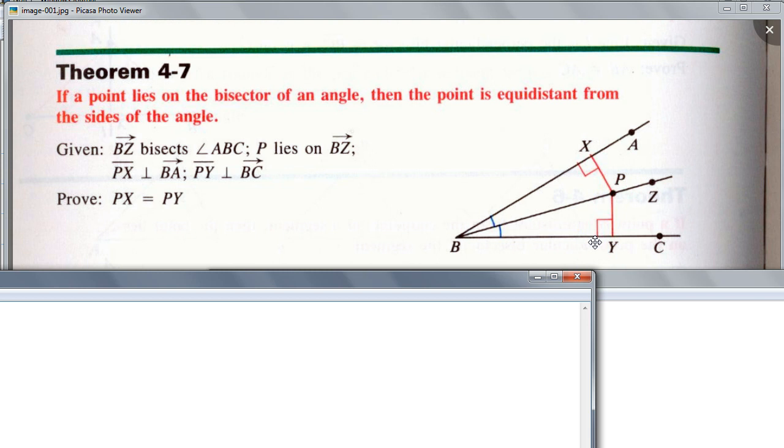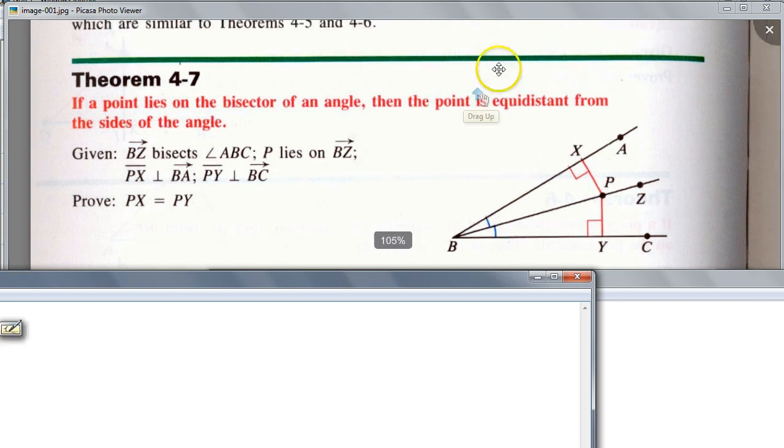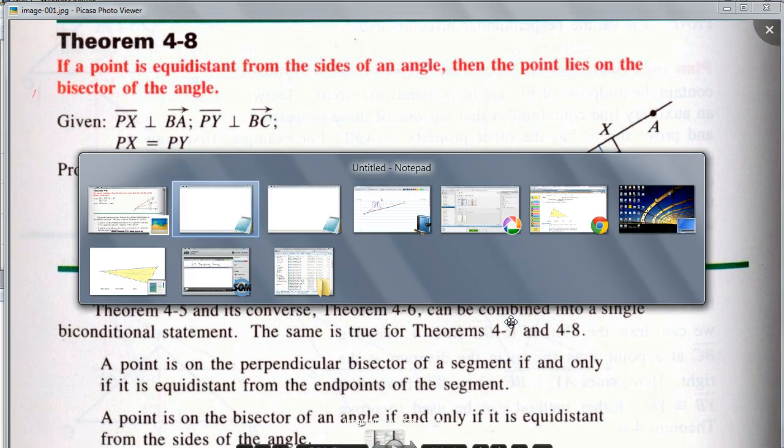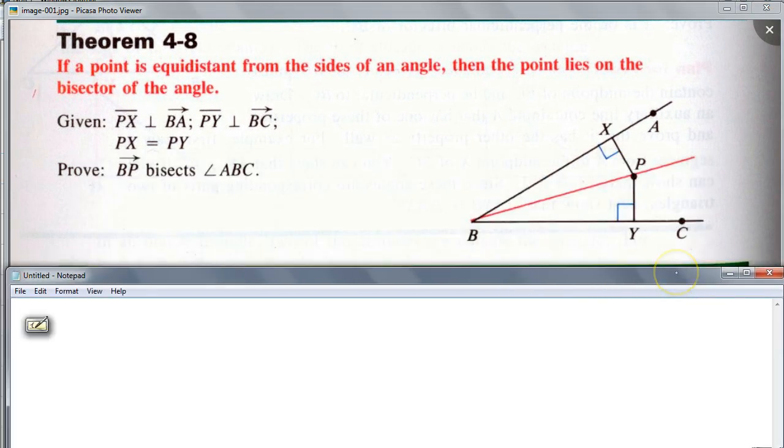Guess what our next theorem is going to be? That's right. Here's the converse. If a point is equidistant from the sides of an angle, and you see how P is equidistant from the sides of the angle, PX and PY, so that's given to us, that's congruent, then the point lies on the bisector of the angle, so P has to be on this bisector. So what would be your key step to do this?